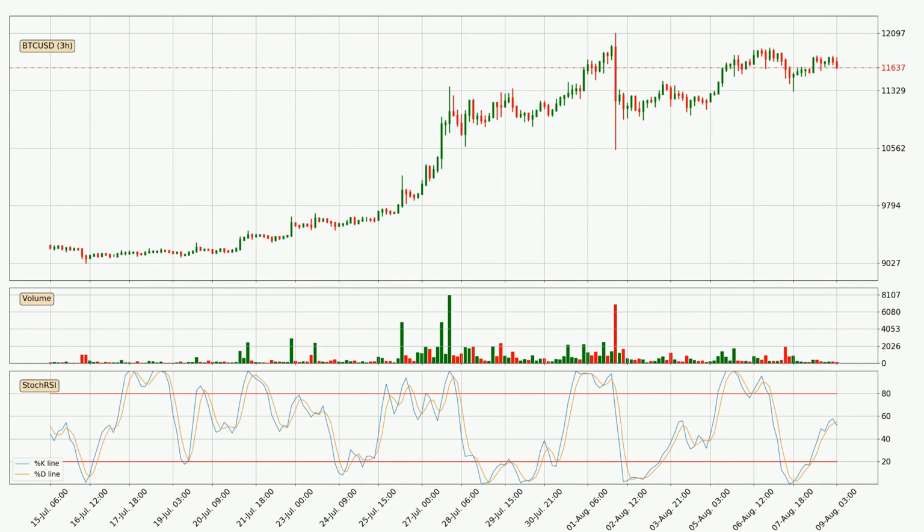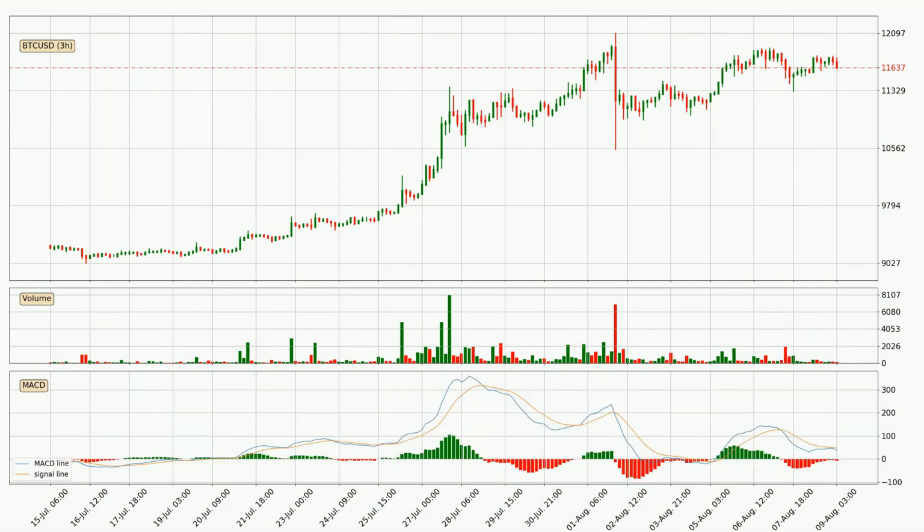Jumping to the 3-hourly stochastic RSI, there are no signs of the stochastic RSI being oversold or overbought at this time, but the %K line is below the %D line, which means the current trend is on the downside. Looking at the 3-hourly MACD, the MACD line is below the signal line, which shows that the current trend is on the downside.